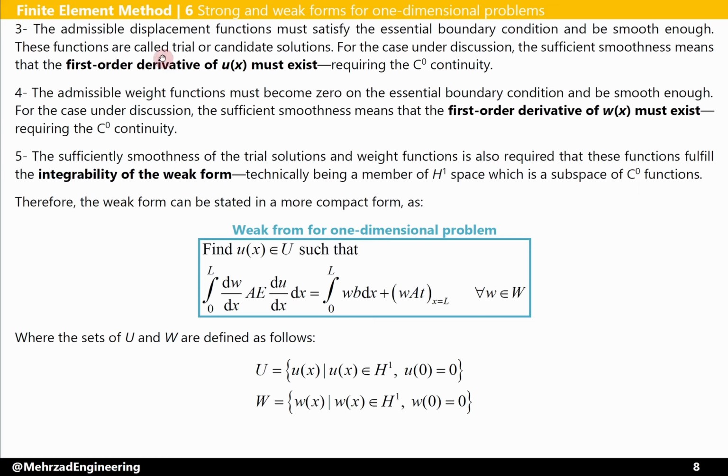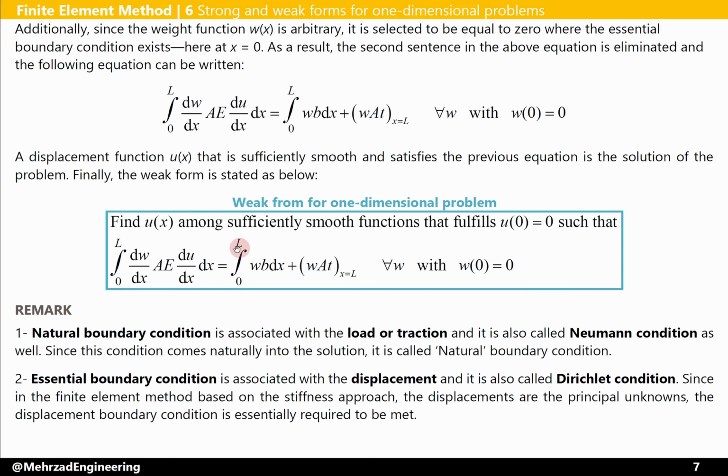Remark number 3. The admissible displacement functions must satisfy the essential boundary conditions and be smooth enough. These functions are called trial or candidate solutions. For the case under discussion, the sufficient smoothness means that the first order derivative of u of x must exist, requiring the C0 continuity. If we refer to the weak form, we can see that there is a first order derivative of u, so u functions must be at least C0 functions.